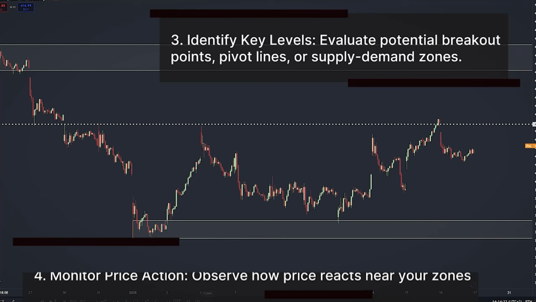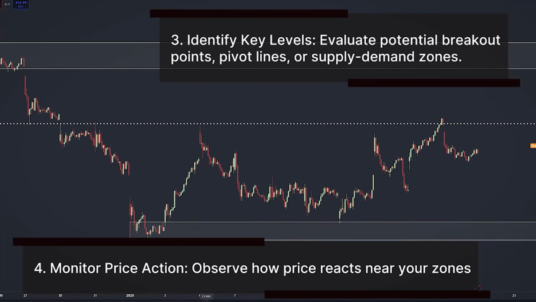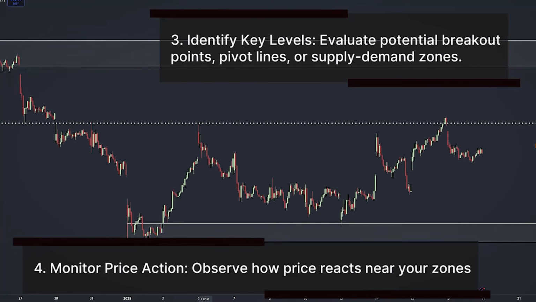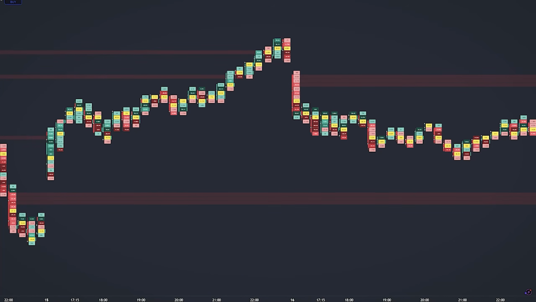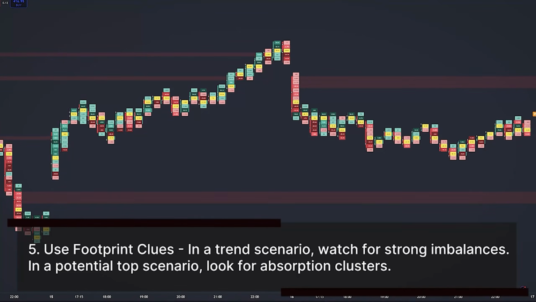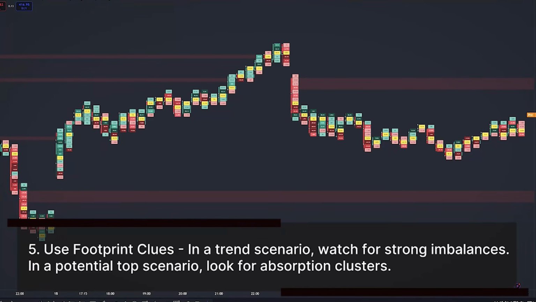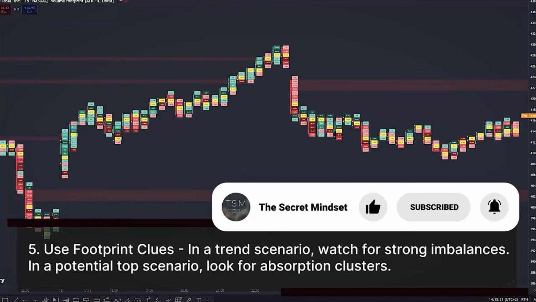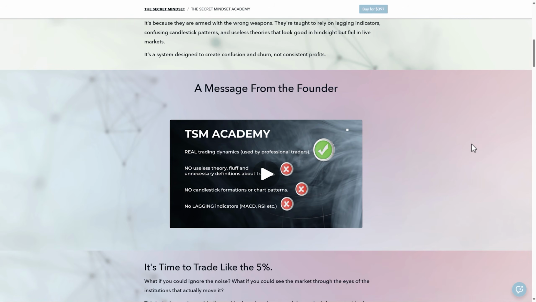You then monitor price action. Observe how price reacts near these zones. Look for bullish or bearish candlestick patterns, or specific microstructure like retests, small head fake moves, or partial breaks. Then you use footprint clues. In a strong bullish scenario, watch if the footprint bars confirm heavy bid volume at or above key inflection points. In a potential top scenario, look for absorption clusters on the ask side. Then execute.